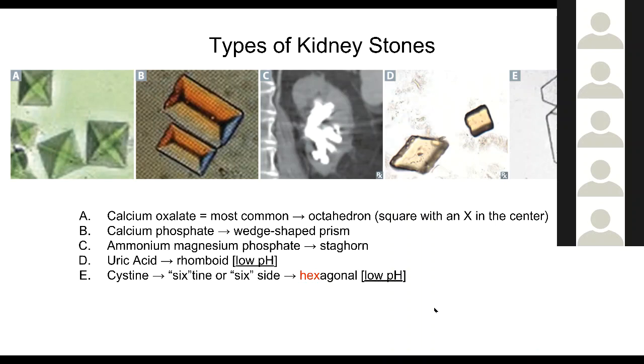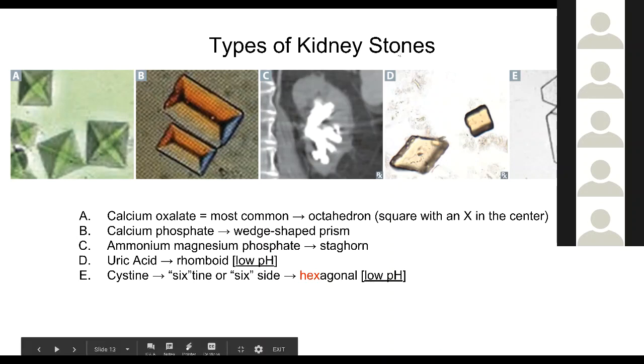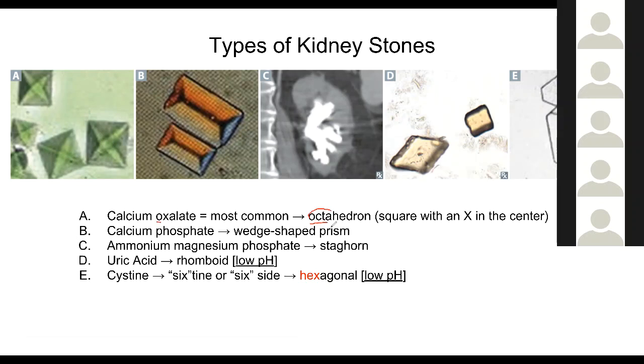So calcium oxalate. When I think of oxalate, I think of octahedron. Let me just prove it. So O, remember O. Octa, what does octa mean? Octa means 8, right? So it's usually an 8-sided shape, and they usually have an X in the middle. So you look at the pictures, this is an X, and you think you have 8 sides. So you think about calcium oxalate. So octahedron, calcium oxalate. And calcium phosphate, think about a coffin, like a wedge-shaped prism.